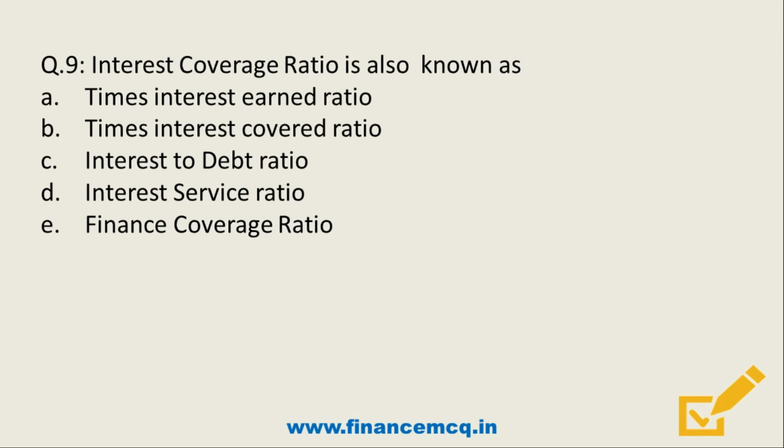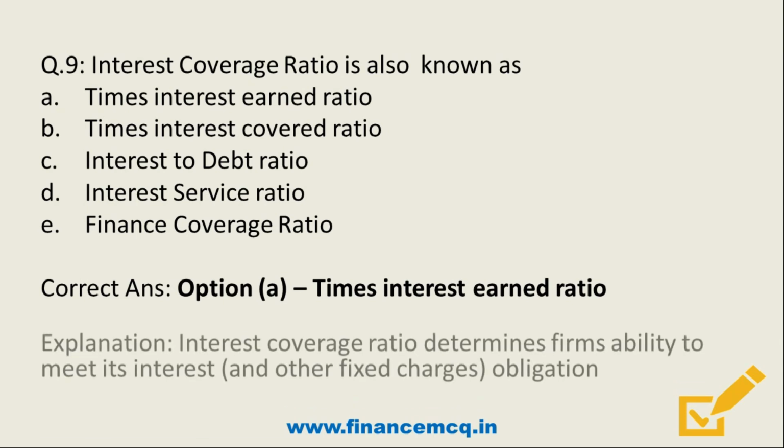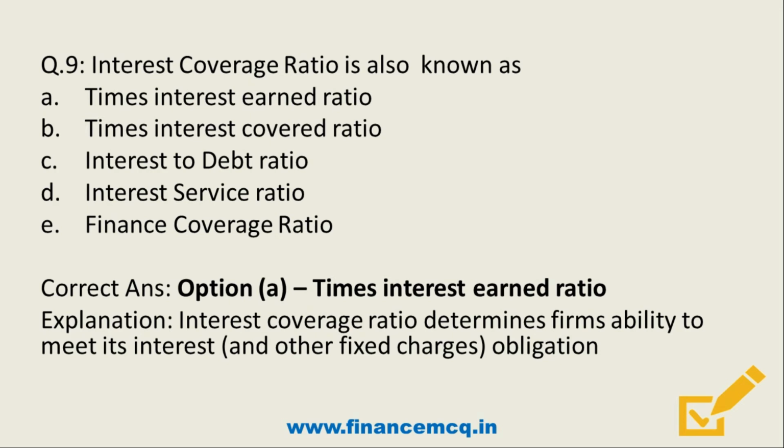Question 9. Interest coverage ratio is also known as A. Times interest earned ratio, B. Times interest covered ratio, C. Interest to debt ratio, D. Interest service ratio, E. Finance coverage ratio. So what's the correct answer? It's option A, times interest earned ratio. Friends, it's another name for interest coverage ratio, and this ratio indicates firm's ability to pay its interest.